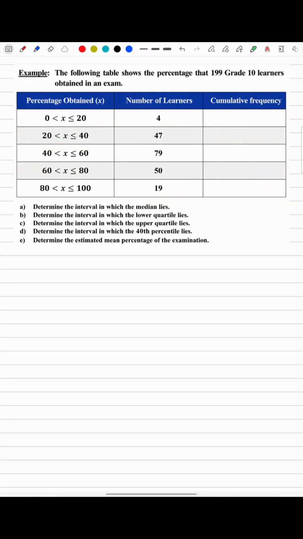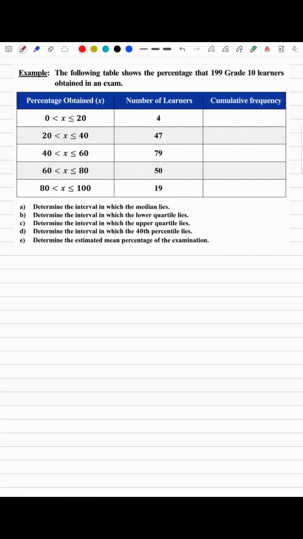So today we'll show you how to determine the intervals in which the median lies, the lower quartile lies, the upper quartile lies, and the percentile lies. First things first, to determine the intervals, we have to construct the cumulative frequency column to track the positions of the quartiles and percentile.